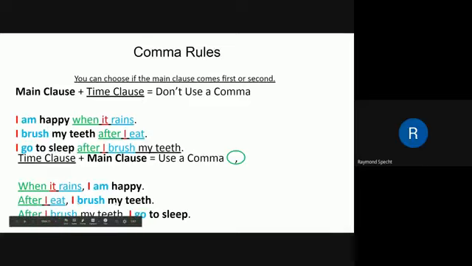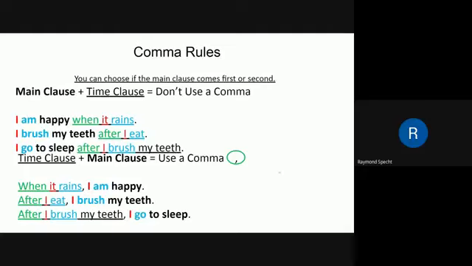All right, now you've got these two sentences: I am happy when it rains. When it rains, I am happy. Which one is correct? This one or this one? Both are the correct way to do it, as long as you remember the comma rules. If the main clause is first, no comma. If the time clause is first, comma.